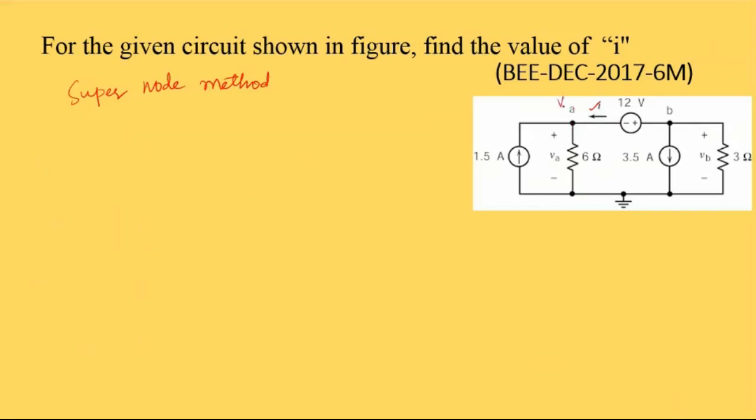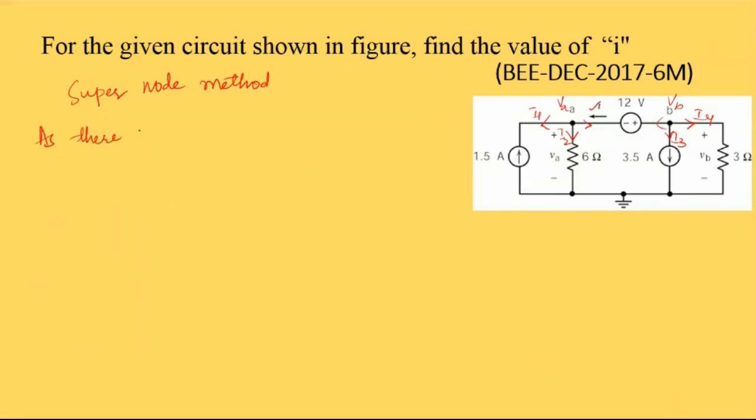Considering node A, let this be VA and node B, let it be VB. The current always flows out of the junction. So here it is I1, this is I2, and for this path, as it is a voltage source, we can't find the current flowing in that particular path. So first we ignore this and write the equation for the other parts, like I3 and I4.